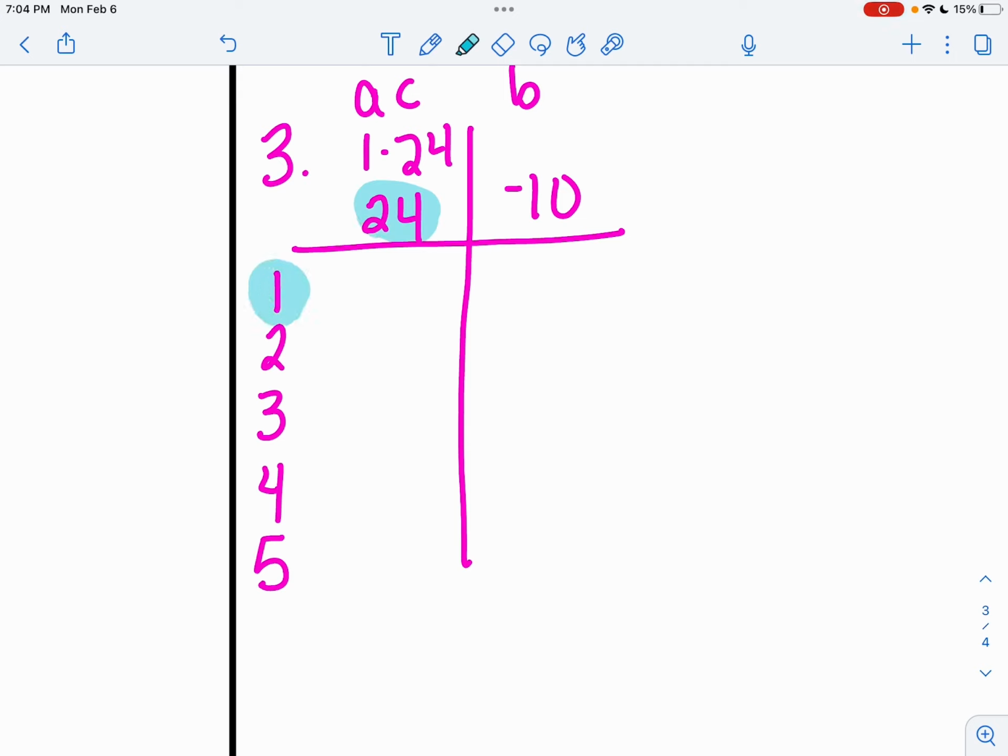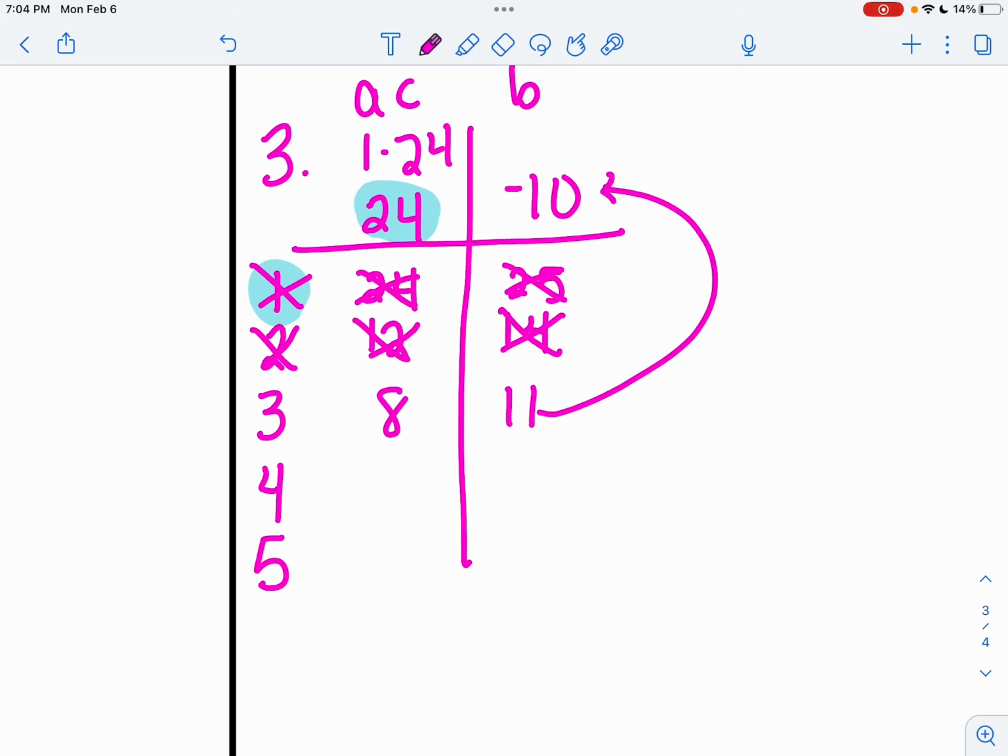24 divided by 1 is 24. Adding those together, you get 25, which is definitely not the negative 10 that we need. 24 divided by 2 is positive 12. Adding together is 14, which again is not the negative 10 that we need. 24 divided by 3 is 8. Adding together is 11, which again is not the negative 10 that we need.